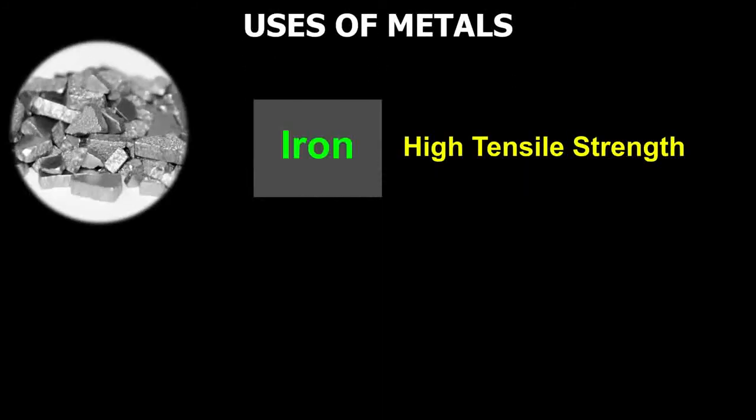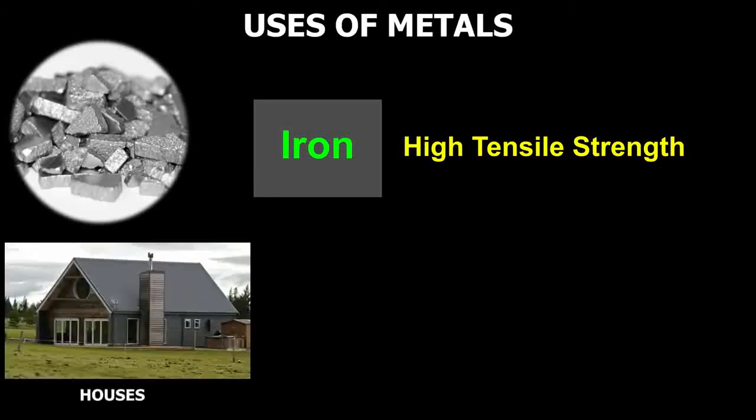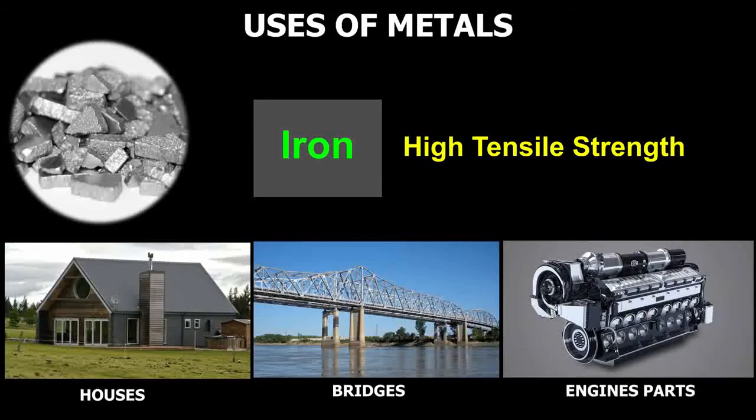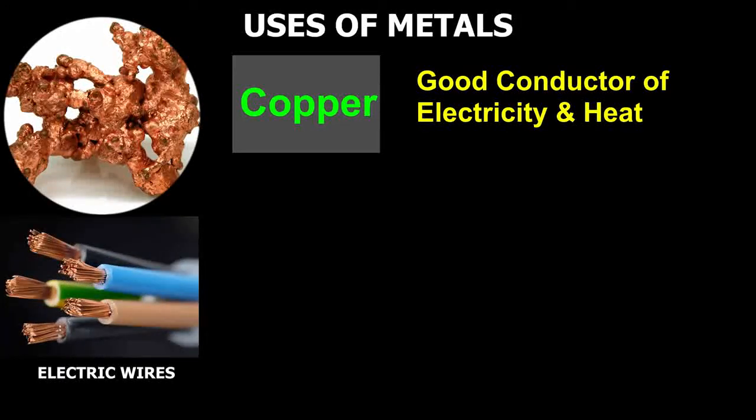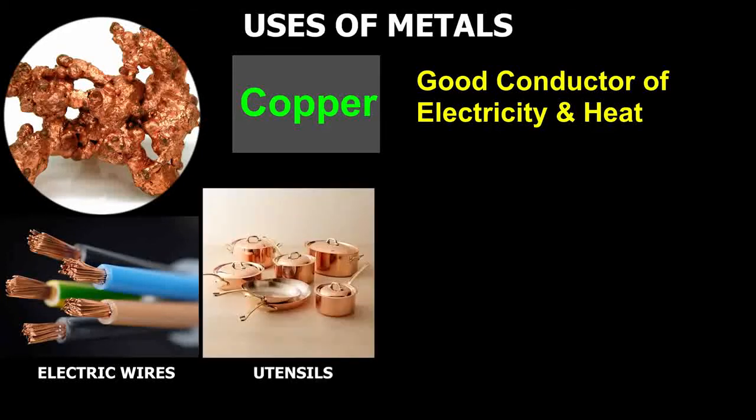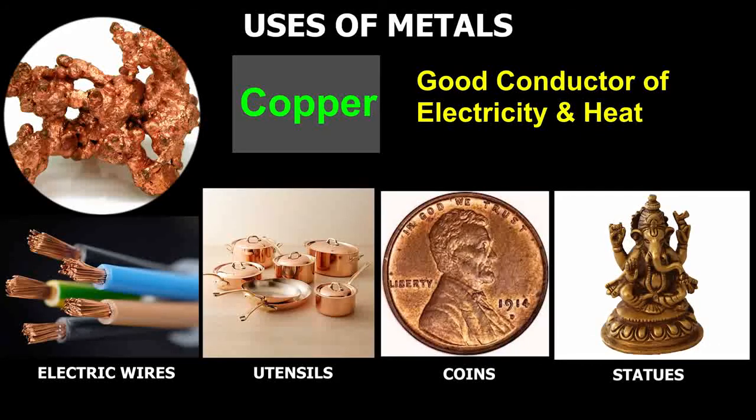Uses of metals. Metals such as iron have high tensile strength and thus are used in making houses, bridges, engine parts. Copper is a good conductor of electricity and thus electric wires are made from it. Copper is a good conductor of heat and various utensils are made from it. Because of its durability and malleability, it is used in making coins and statues.